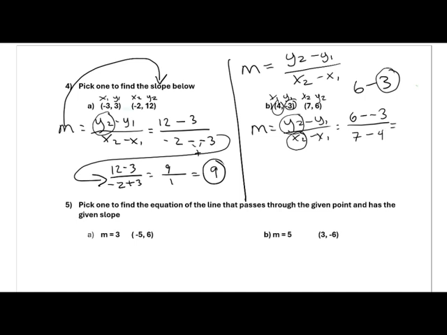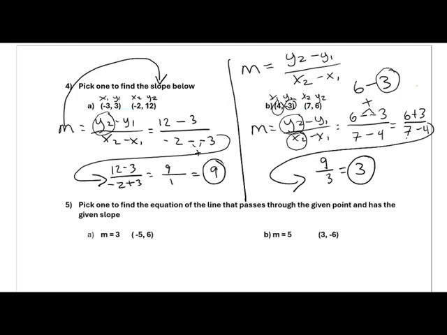Okay, I'm going to simplify. 6 plus 3, these two turn into a positive, over 7 minus 4. I'm going to rewrite it down here. 6 plus 3 is 9 over 7 minus 4 is 3, and that makes 3. So if your slope was 3, you did that correct. If it was not, please try these problems again before moving on.